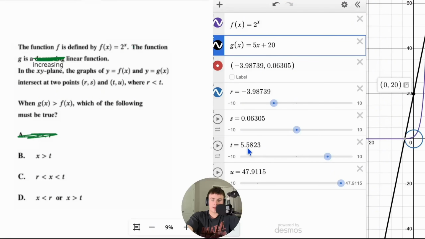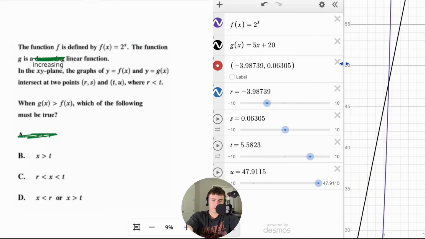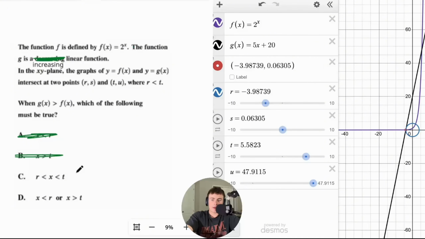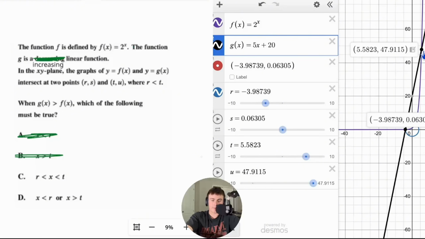Now, is x greater than t? t is 5.58, and x cannot be bigger because then at that point, f of x would be bigger because, like, look here. It's going to be bigger at that point, right? So that is incorrect as well. x is not bigger than t. It has to be less than that. r is less than x is less than t, okay? That's saying that x is between r and t. r is this right here, and t is this right here. This is true because the interval of the x values is between negative 3.9 and positive 5.5. So when g of x is above f of x, the x value is between these 2 points. Those are the bounds. So therefore, this condition is fulfilled, and it's just C.